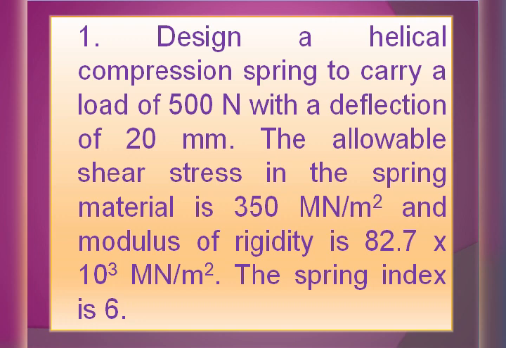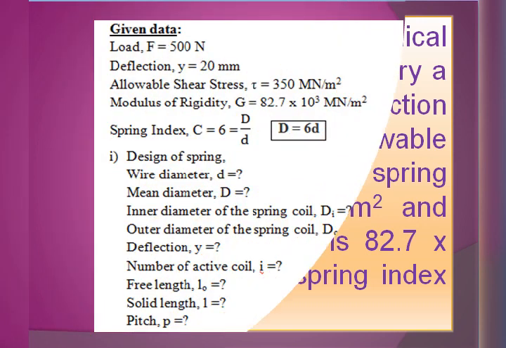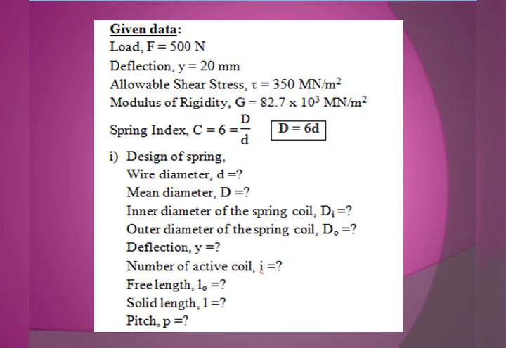Now we have to list out the given data as per the given problem. In the problem he has given, design a helical compression spring to carry a load of 500 Newton. 500 Newton load F is equal to 500 Newton. Next he has given with a deflection of 20 mm. Deflection that is denoted by small letter y that is equal to 20 mm.